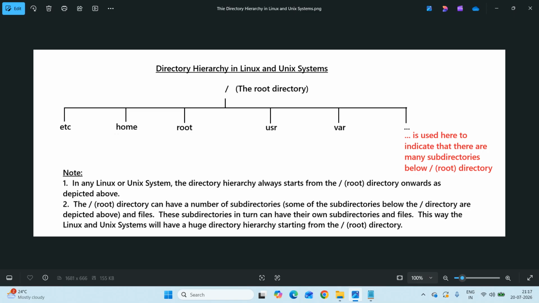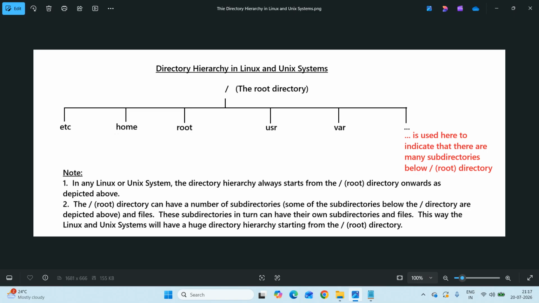The USR directory is a subdirectory below the root directory. Then we also have var subdirectory below the root directory, and I am mentioning like this, people, and many more subdirectories are there below the root directory. Alright, then here are two important points I wanted to mention, people, about the directory hierarchy in Linux and Unix systems.